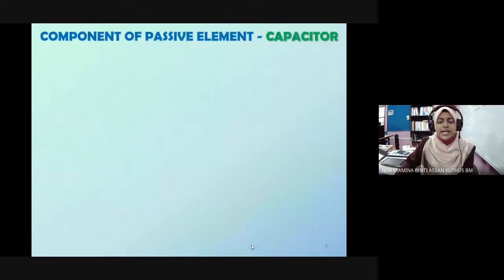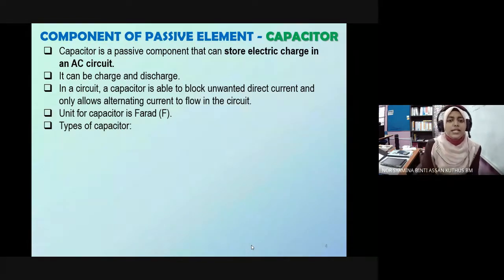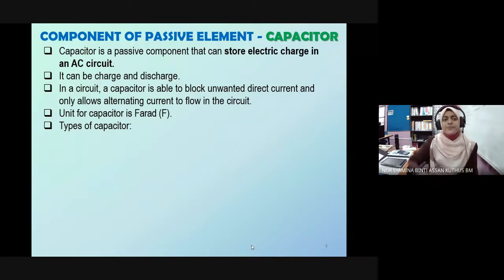Alright, next capacitor. The capacitor as a passive element, the function is to store electric charge in any AC circuit. So it can charge dan juga it can discharge. Dia boleh store electric charge and release when it is needed. So in any circuit, a capacitor is able to block unwanted direct current dan only allow alternating current to flow in the circuit. Faham? So unit for capacitor is a farad.